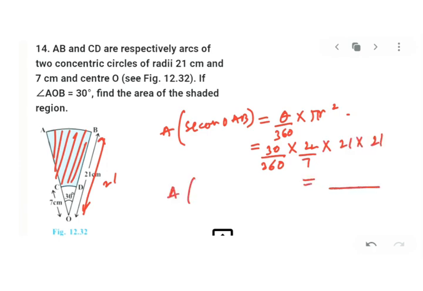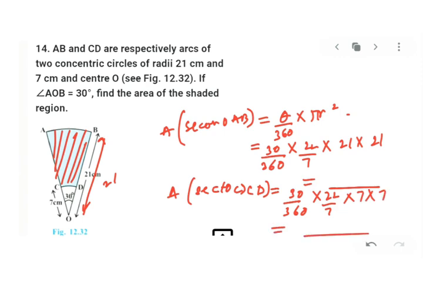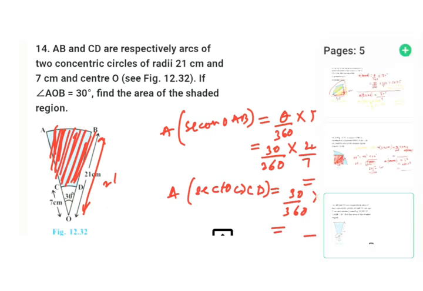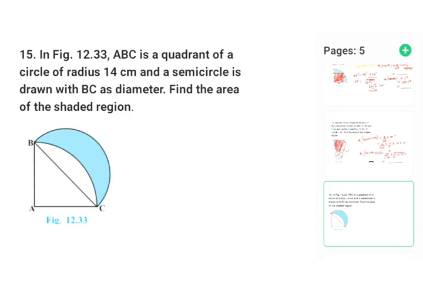What about area of smaller sector? Sector OCD. OCD के लिए भी आप जाएंगे थीटा अपॉन 360, 30/360 into 22/7, but the radius will be 7 into 7. So you will get sector area. Once you subtract these both areas, what you will be getting will be the shaded portion. Is that clear? Yes. Let's go for our next problem.